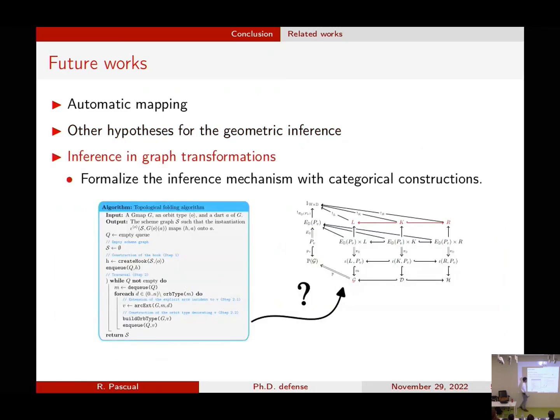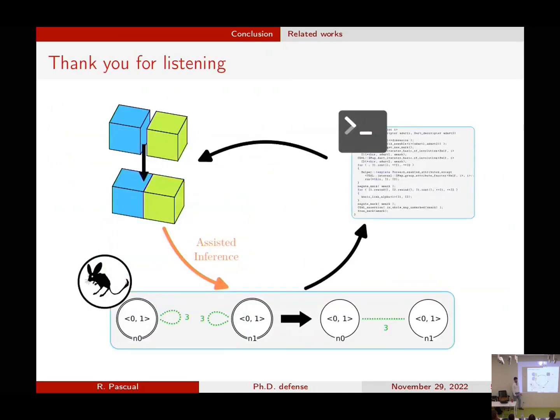And finally, we borrowed a lot of knowledge from graph transformation. And maybe it's time to give back to the graph transformation community. It would be really nice if I could translate this algorithm that I've developed into categorical notations and constructions that are normally used in the graph transformation community. And I believe this is the end of my talk.